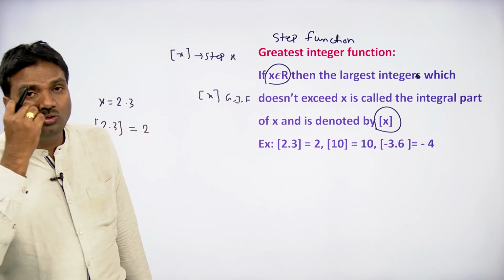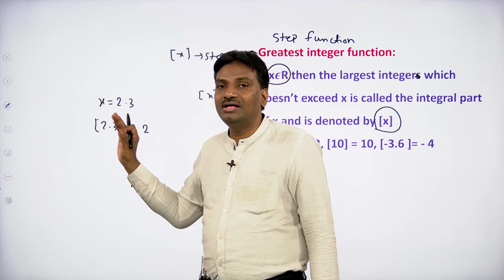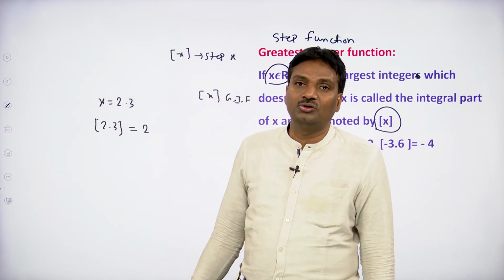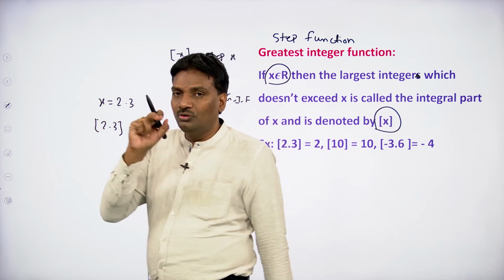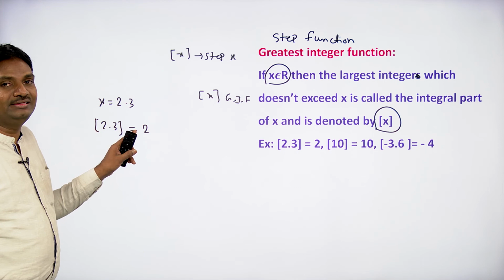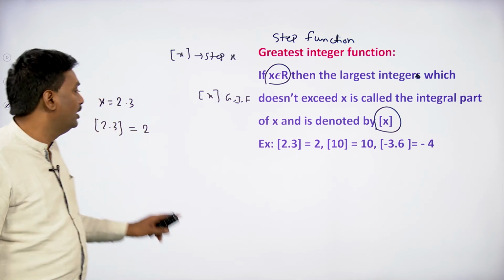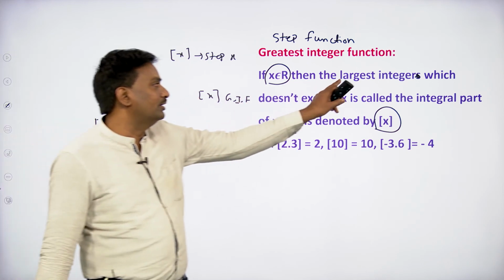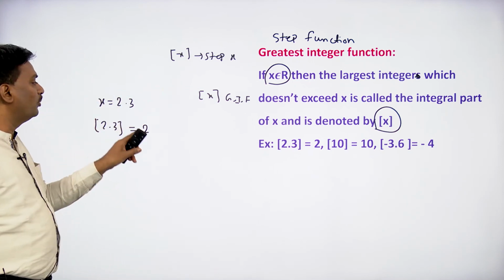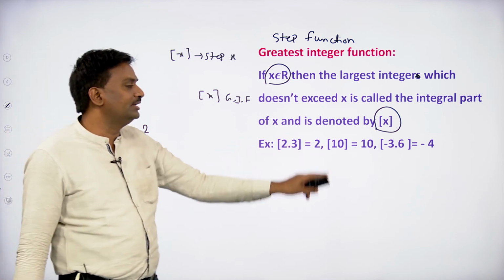But among all those numbers, we have to consider the largest integer. So for step 2.3, so many integers are there less than 2.3, but among all those the largest integer is 2, where 2 does not exceed 2.3. The largest integer which does not exceed x, where x equal 2.3, is 2. So step 2.3 can be written as 2.